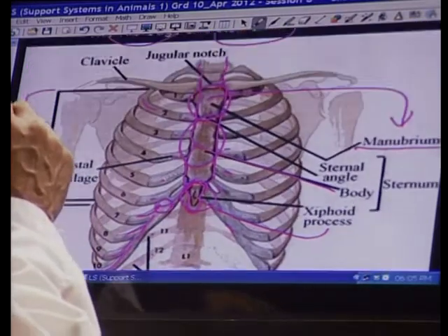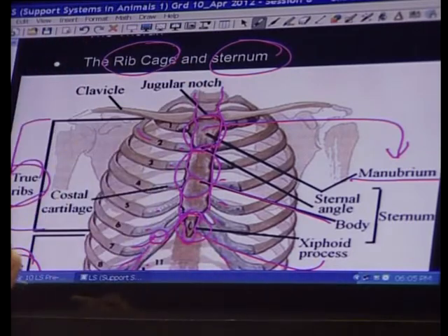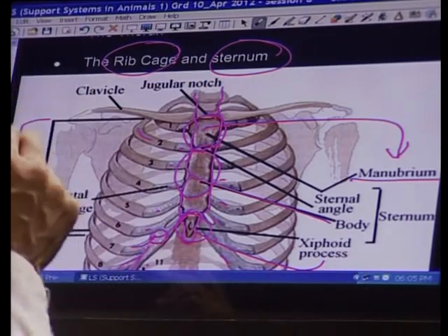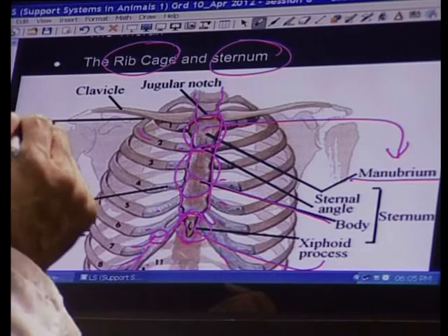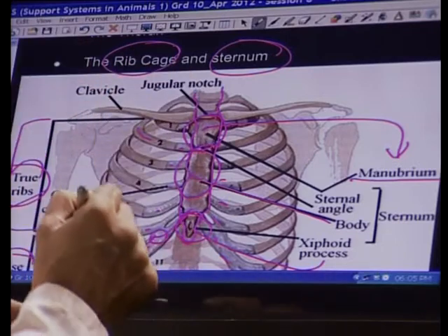Remember, let me just go back, that one part of the rib cage is attached to the backbone, and the other part of the rib cage is attached in the front, anteriorly, to the sternum.